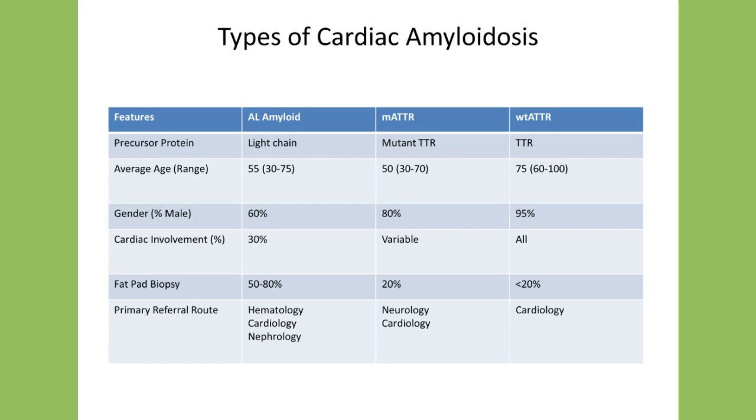Interestingly, when you look at cardiac amyloidosis, it is predominantly seen in males, with AL being 60% of males who will present.